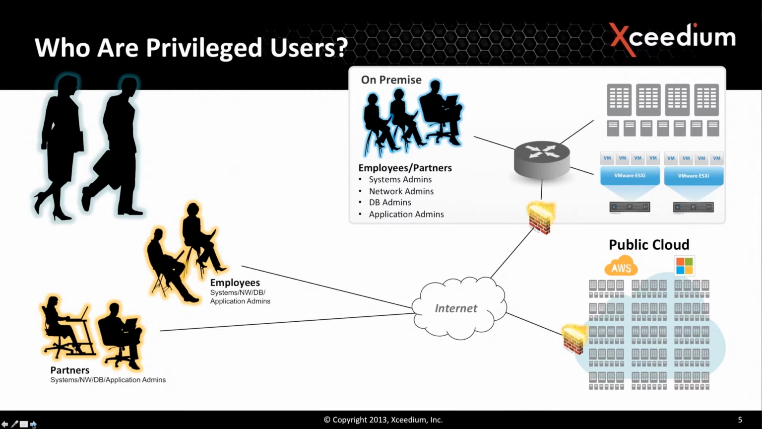So privileged users can be employees, they can be partners, like contractors, consultants, managed services providers, etc. And they tend to be the folks that have the most rights on the network. So they're systems, network, database administrators, or even application administrators, folks that are responsible for doling out privileges within a particular application, for example. And as the diagram shows, those folks can work on-premise, within the confines of your organization on your network directly, or those employees may be working from home or Starbucks or some other place.